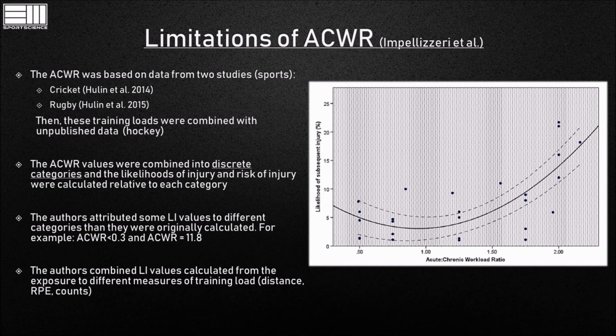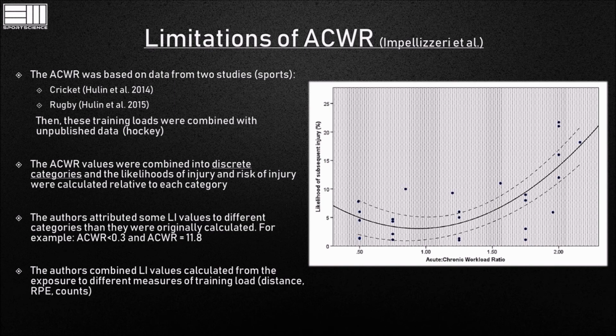The first limitation, or group of limitations, of the ACWR is the methodology part of the ratio. Initially, the ACWR was based on training load data from 2 studies, one from cricket and the other from rugby. Then, the training load data was combined with unpublished data from the sport of hockey, meaning that the authors combined likelihoods of injury values calculated from the exposure to different measures of training load, such as distance, RPE, and counts. In addition, the ACWR values were combined into discrete categories, and the likelihoods of injury and risk of injury were calculated relative to each category.